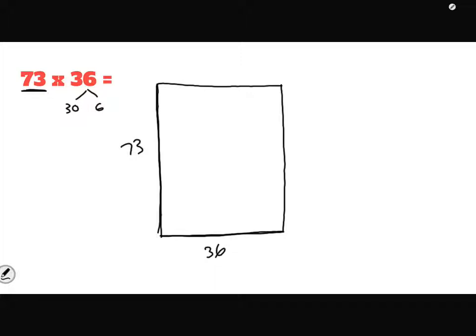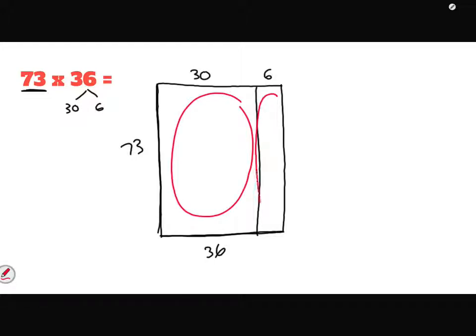If I'm doing 36 this way, I'm going to break apart 36. That's going to be my 6, and there's my 30. Now I'm going to try to solve. First, I need to figure out what's in here, and then I also need to figure out what's in here. So my step 1 is if this side is 6, I know this side is 73. I'm going to do 73 times 6 first. 6 times 3 is 18, regroup the 1. 6 times 7 is 42, plus 1 is 43. So then I know that inside here is 438.